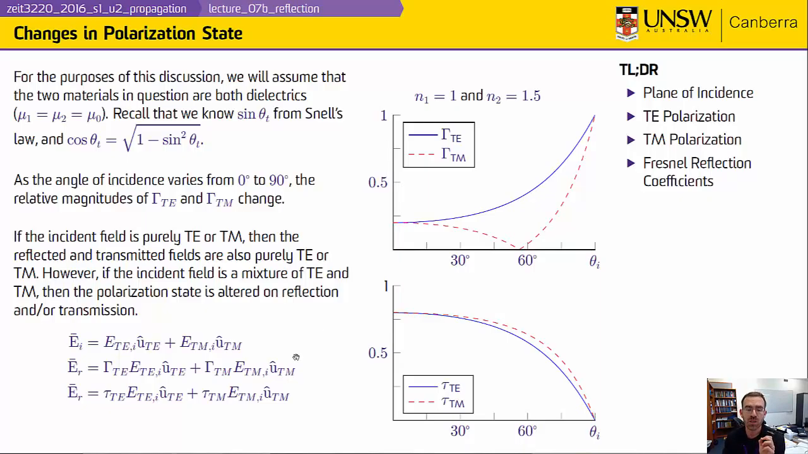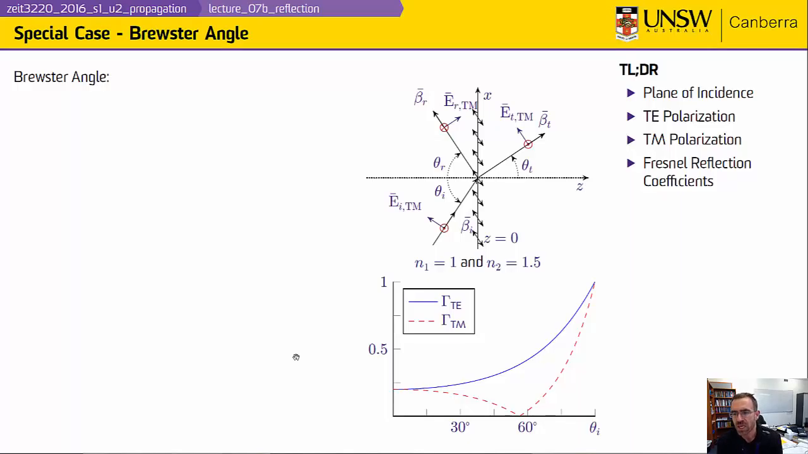And there's one very special case: the Brewster angle. The Brewster angle is this angle here, where the reflection coefficient for the TM case is going through 0. If the reflection coefficient is 0 for TM, and the reflection coefficient is non-zero for TE, that means that the reflected wave is purely TE polarized. We can actually use this to make a polarizer. It's used in optics regularly to make a very high quality polarizer.